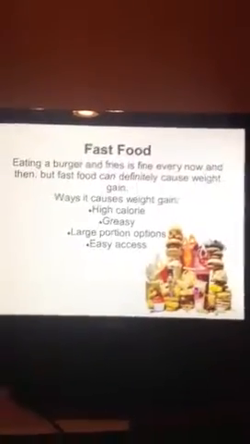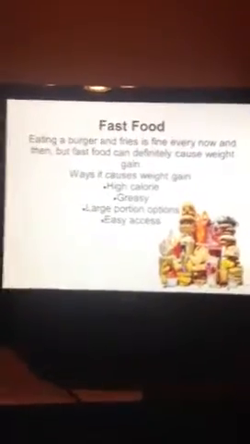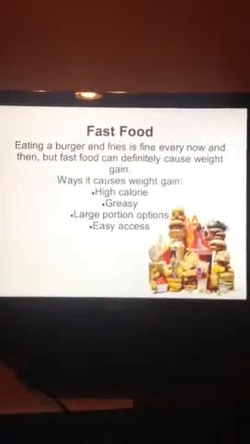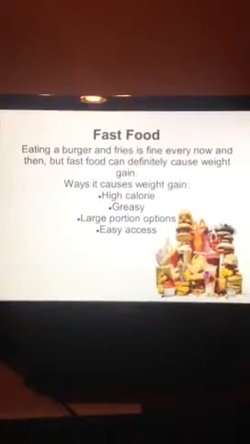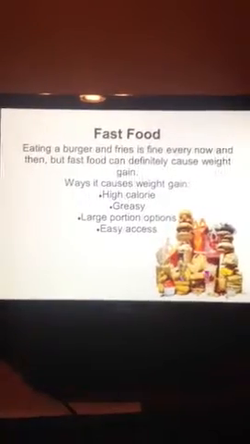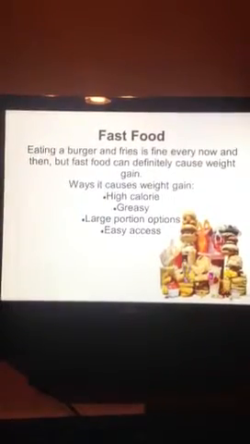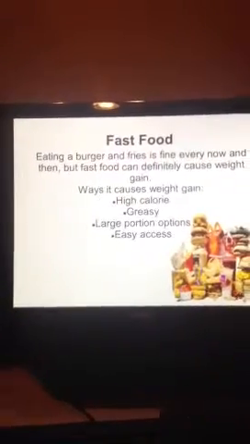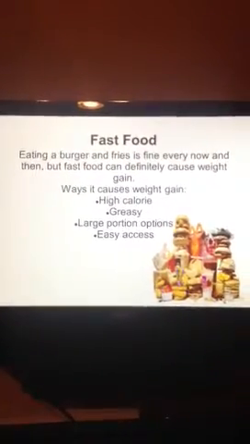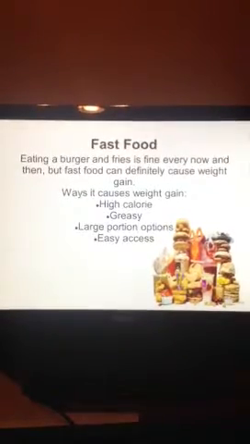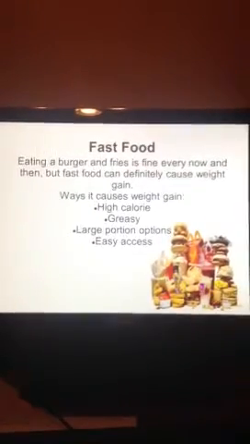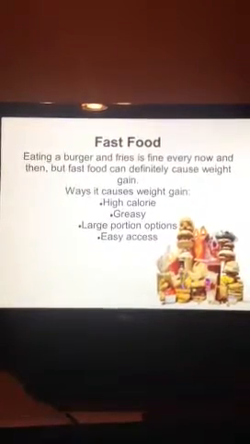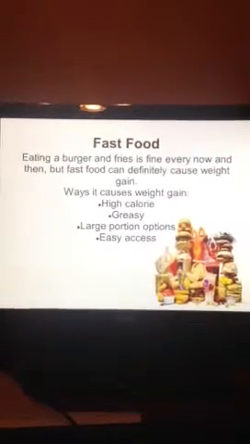Okay, class, now we are going to move on to talking about fast food. And of course, most of y'all probably love fast food. I enjoy it myself. But if you eat your burgers and fries and chicken strips all the time, it can definitely lead to weight gain. And the reason that it can cause a person to gain weight is because most of those foods are very high in calories, they're greasy, and they give you the option of large portion sizes.